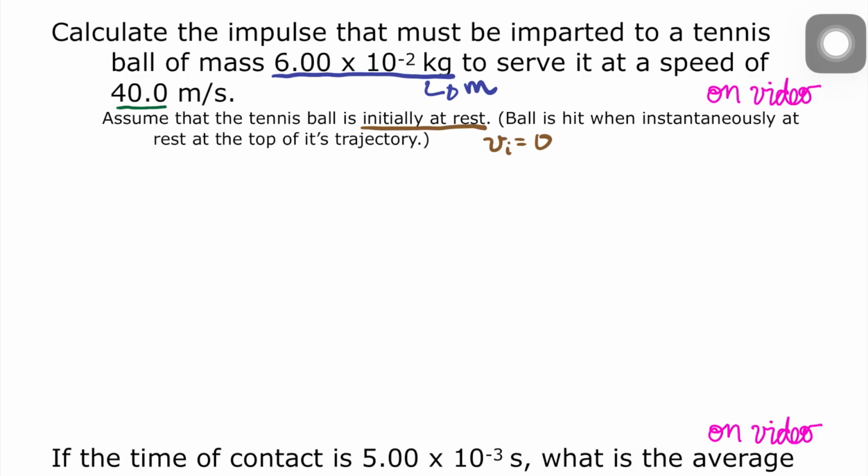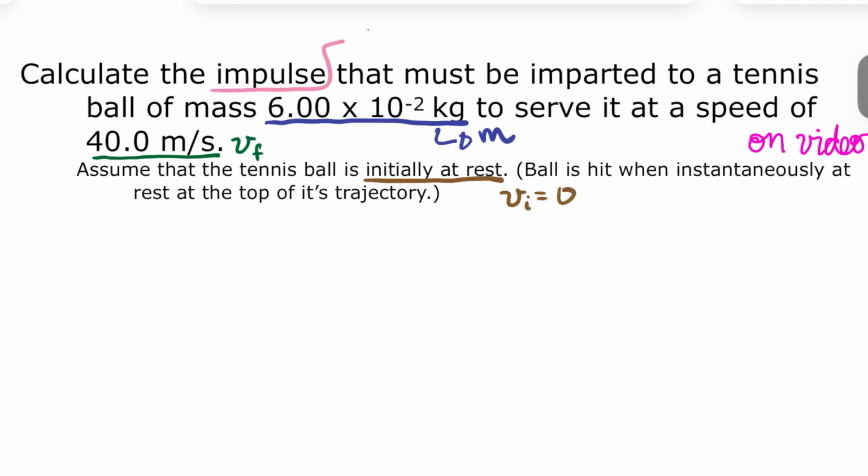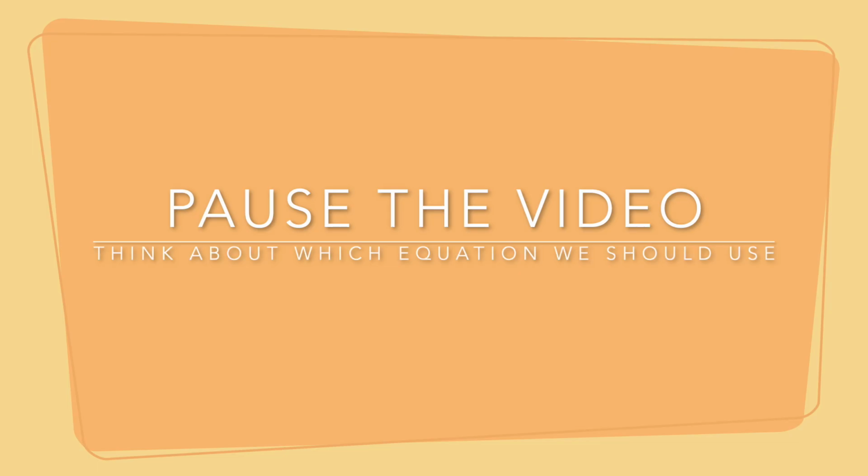After the collision between the ball and the racket, we want the ball to be going at 40 meters per second. So that's my velocity final. And what I'm looking to calculate in the first part of this problem is the impulse, or the change in momentum. Pause the video now and think about which equation from this unit we should use.